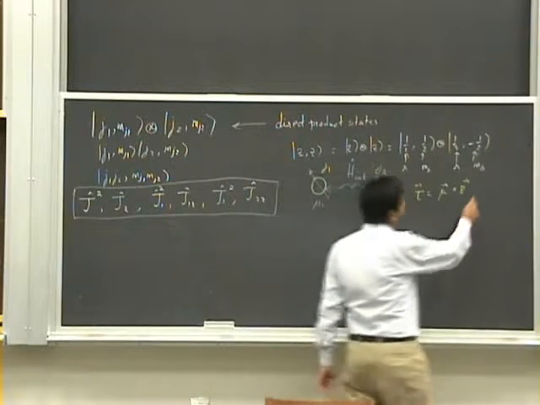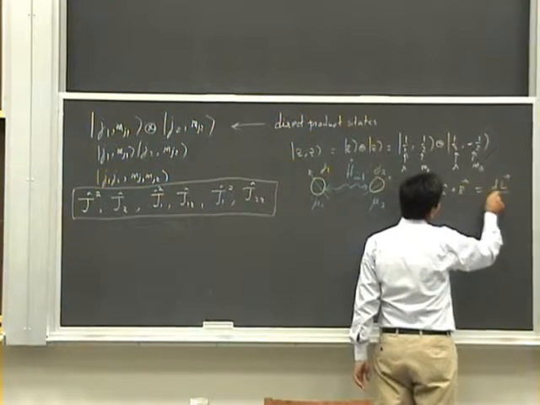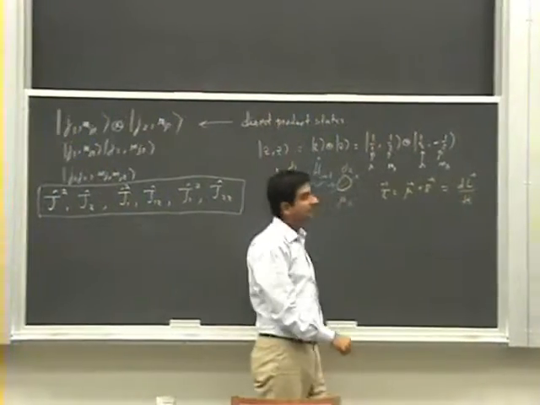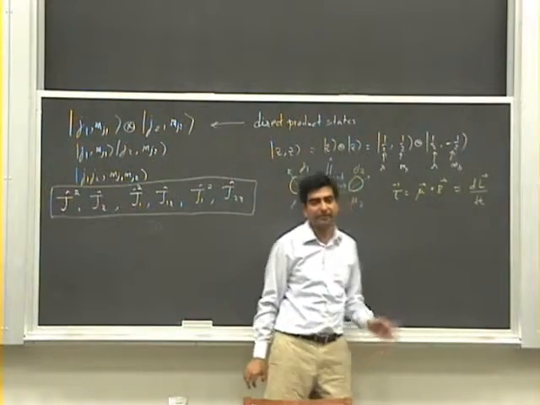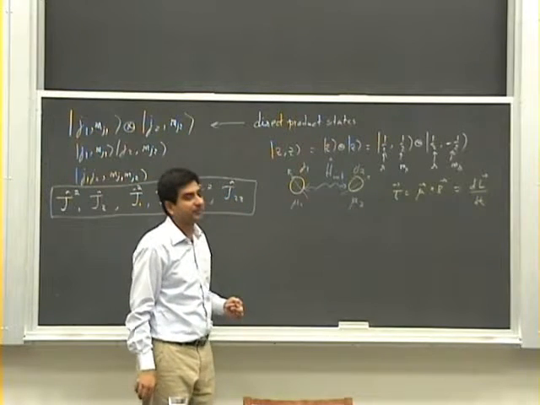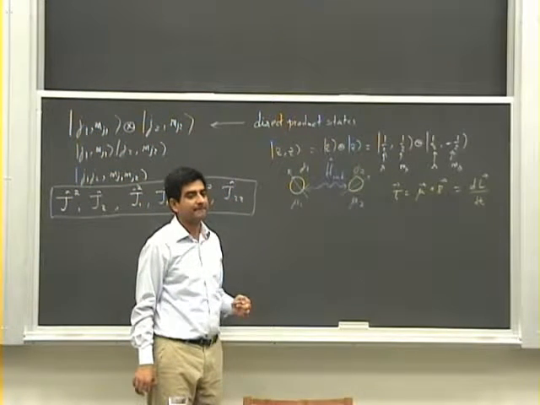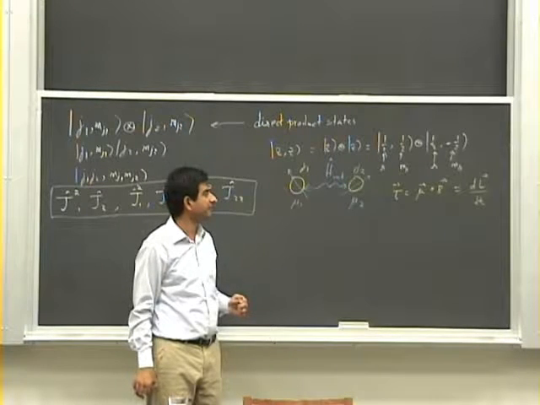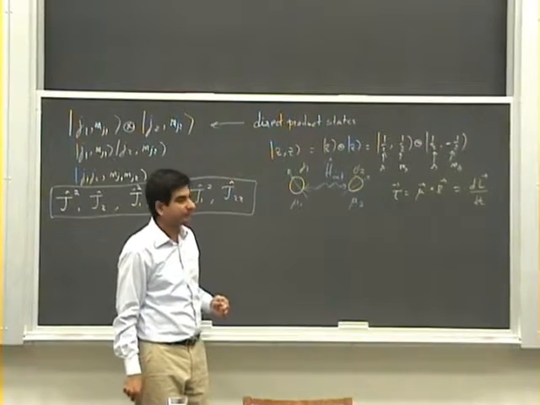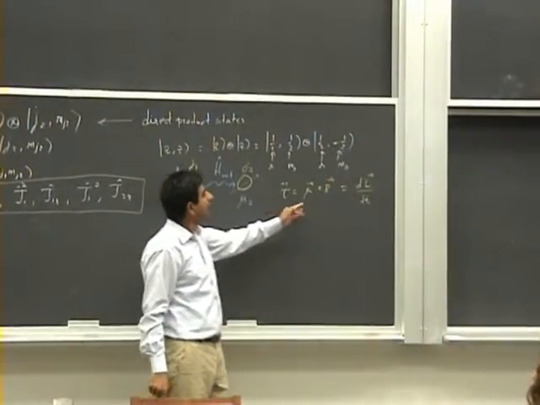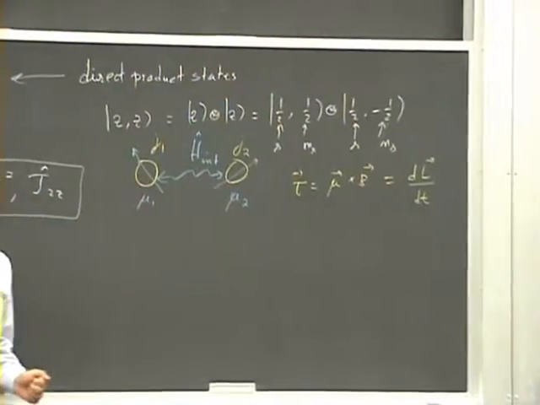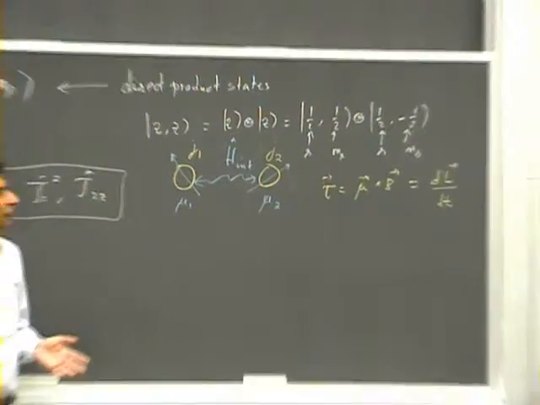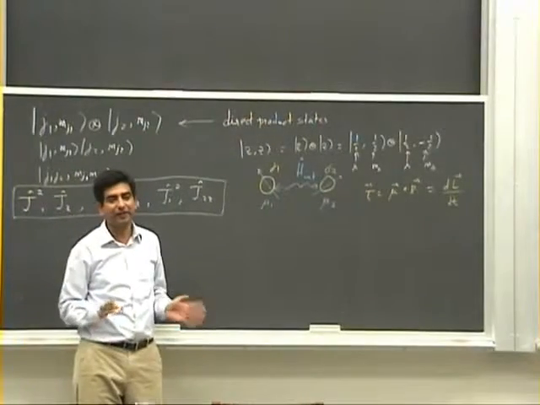Now this torque is dL by dt. The torque is the rate of change of angular momentum. Just like the force is the rate of change of linear momentum, the torque is the rate of change of angular momentum. However, this torque can change the direction of the angular momentum, but it cannot change its magnitude. There is no mechanism for the torque to change the magnitude of the angular momentum.